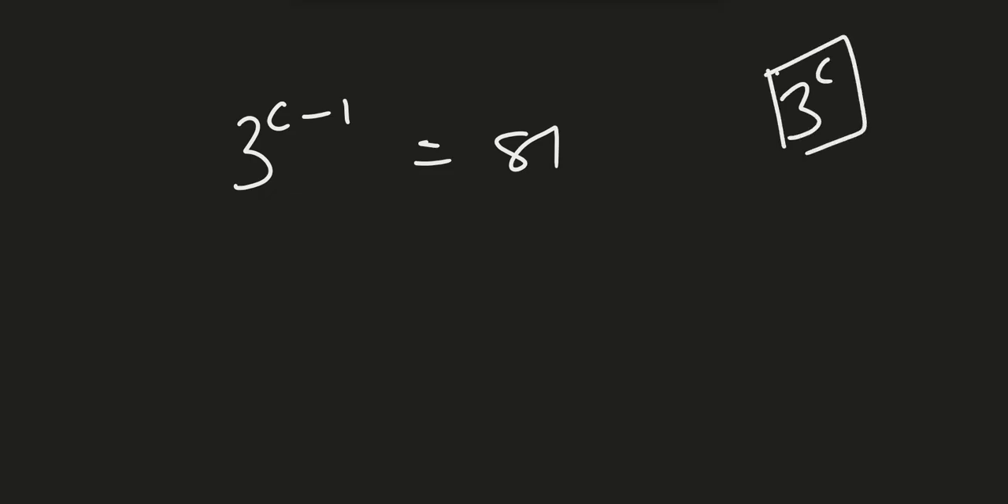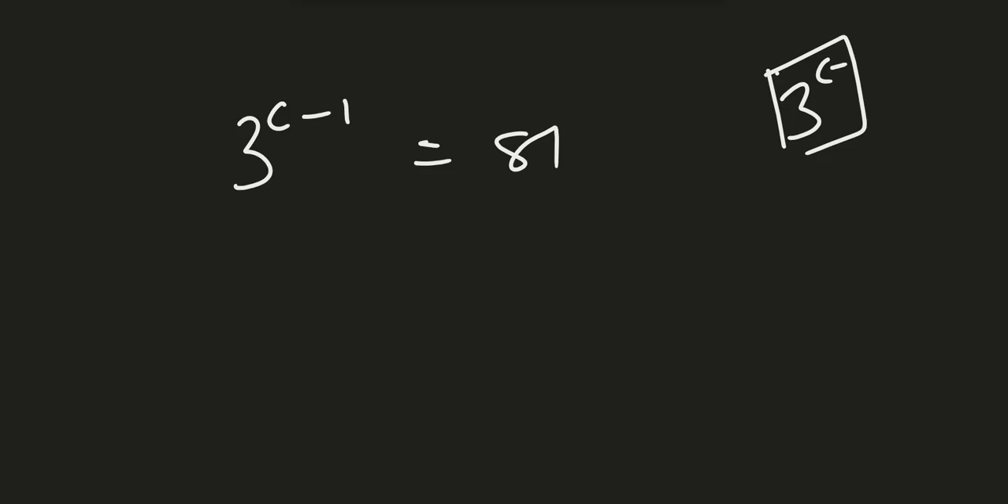So we'll look at another question again. We are looking at this. Now let's take a more complicated question, kind of. We're looking at 3 raised to power c minus 1 equals 81. Now we understand that if a number is having an alphabet as its power, you have to balance both sides.